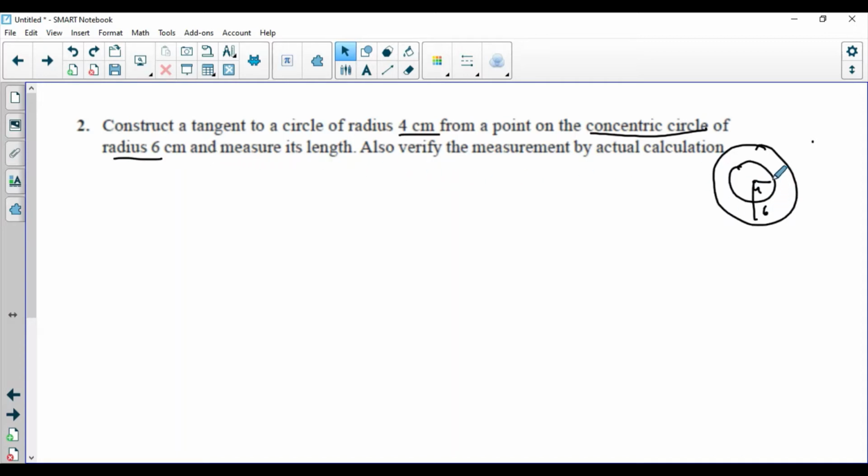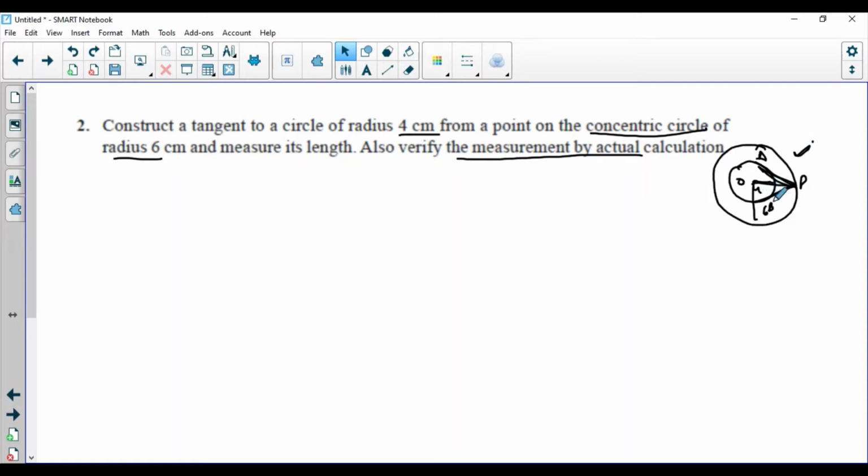So suppose this radius is 6 centimeter. From a point on the concentric circle, we have to draw tangents to the smaller circle, that is the circle with radius 4. Let these be point P, O, A and B. Also verify the measurement by actual calculation. We have to measure the length of the tangent by the direct method and by actual calculation also. So this is our rough diagram.